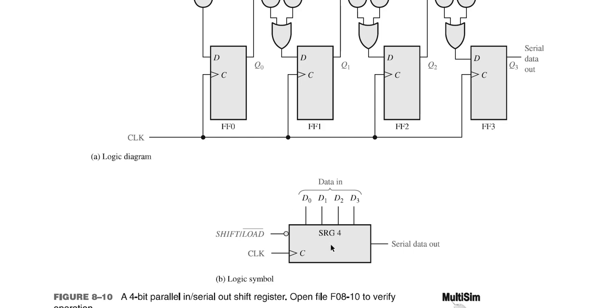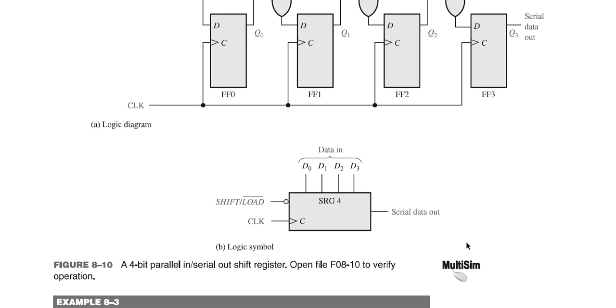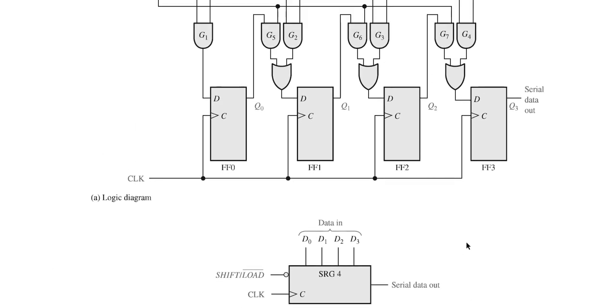See the symbolic diagram, which shows the representation. Parallel input is given, and depending on the shift slash load bar signal, it performs the loading or shifting operation. If the value is 0, it performs the loading operation. If the value is 1, it performs the shifting operation. So bit by bit is generated by this combination of circuits. These gates are used to produce the serial output for the shift register. That is all about parallel in, serial out.